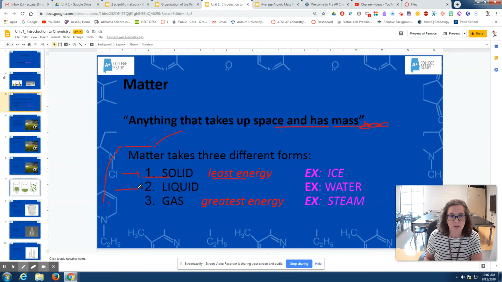All right, so the next one, we have liquid, and the example of liquid is water. So we have a little bit more space between our molecules, between our particles. So they are moving a little bit faster.